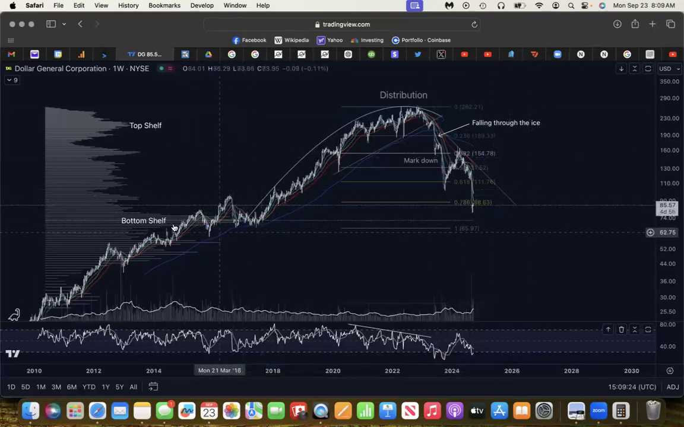This is the bottom shelf. This is the institutional shelf. The top shelf is always the retail shelf. So always take a look at the bigger picture, see where something is at in its institutional cycle.